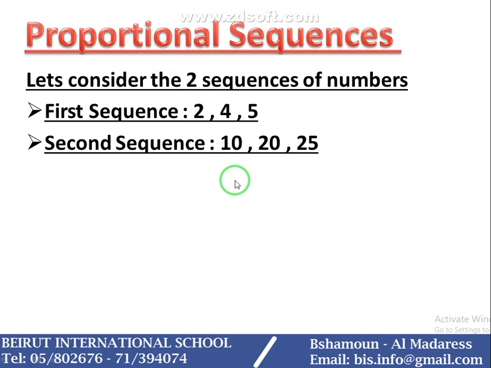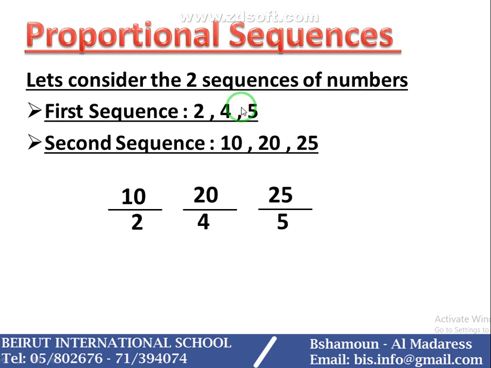To prove them proportional, all you have to do is prove that the three fractions are equal. And why three fractions? Because each sequence is formed of only three terms. So back to our main point: we have to prove that the three fractions, which are formed of the terms of the second sequence as numerators and the terms of the first sequence as denominators, are equal.